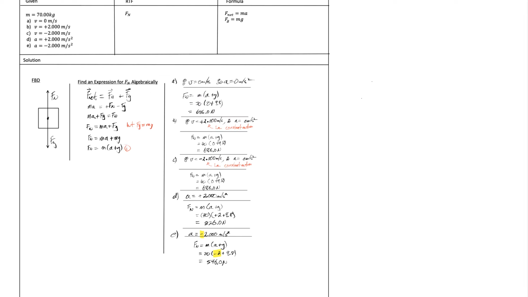Once again, in summary, when the acceleration is 0, normal and gravity are equal and opposite. When the acceleration is positive, Fn has to be greater than Fg. If the acceleration is negative, Fn has to be less than Fg.